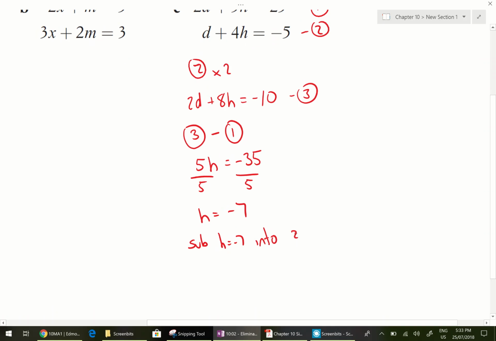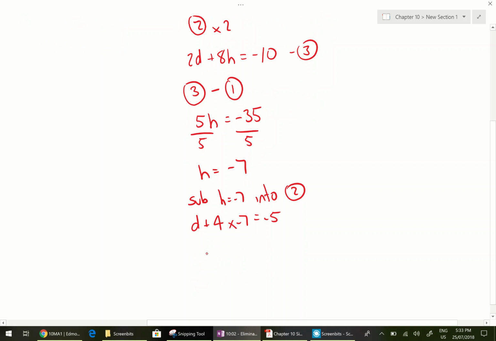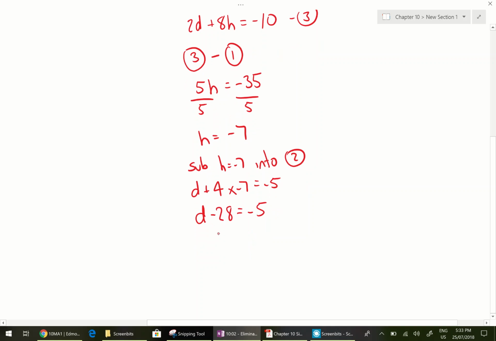into equation 2. Anytime I see H, I'm going to put negative 7. D plus 4 times negative 7 equals negative 5. D minus 28 equals negative 5. To get D by itself, I'm going to add 28 on both sides. So that's going to get rid of this 28. D equals negative 5 plus 28, that's 23. And that's our solution. H equals negative 7, D equals 23.